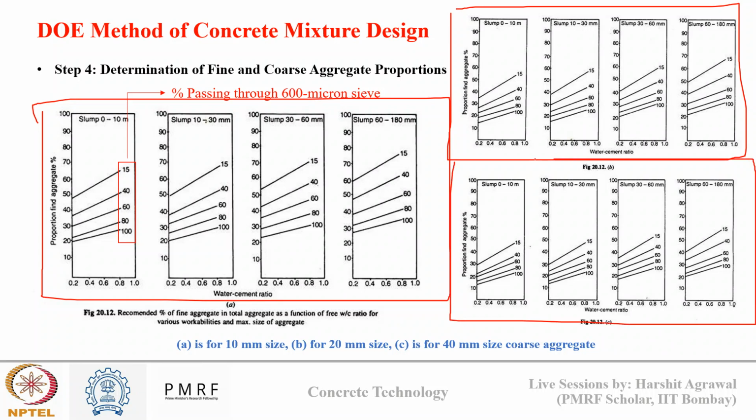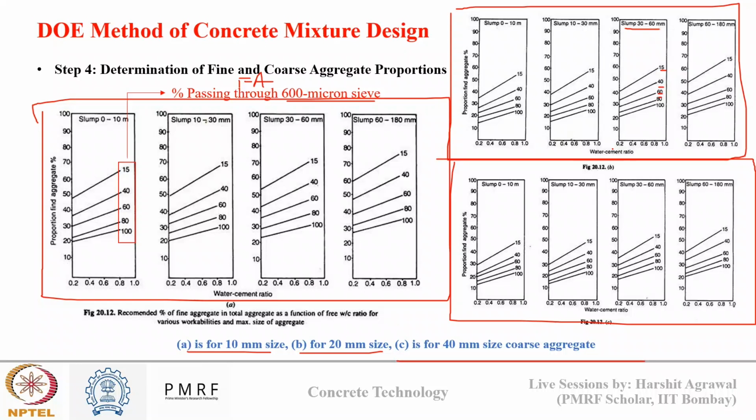Okay, so this group is for 10 nominal aggregate size, second group is for 20 nominal aggregate size, and third group is for 40 nominal aggregate size. Once we know the nominal aggregate size, the slump that we require from concrete, and the percentage of fine aggregate passing through 600 micron sieve, which is given here.